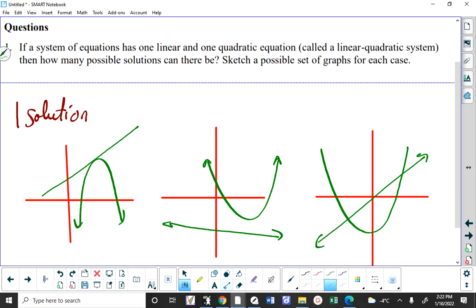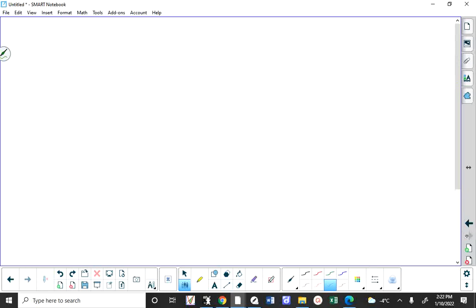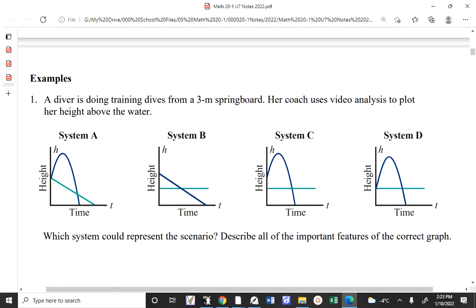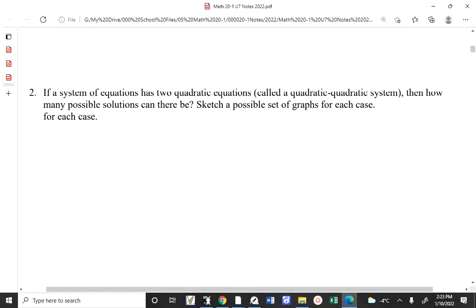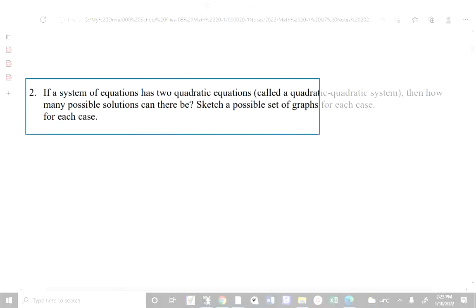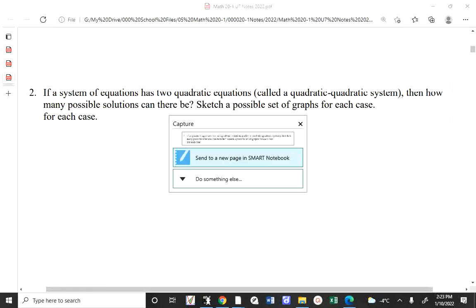That's it. They can't intersect 3 times, can they? Wouldn't think so. Okay. What about if the system of equations contains 2 quadratic equations? How many different solutions could there be?